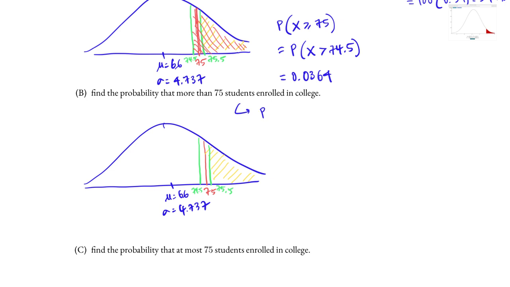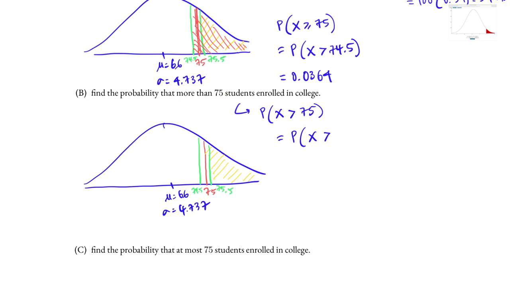We're looking for the probability that x is greater than 75 for the binomial distribution. But this time we're going to do a continuity correction. The question is, do we want to include 75 in this case? And the answer is no. More than 75 includes 76, 77, 78, and all the way to 100, but it does not include 75.